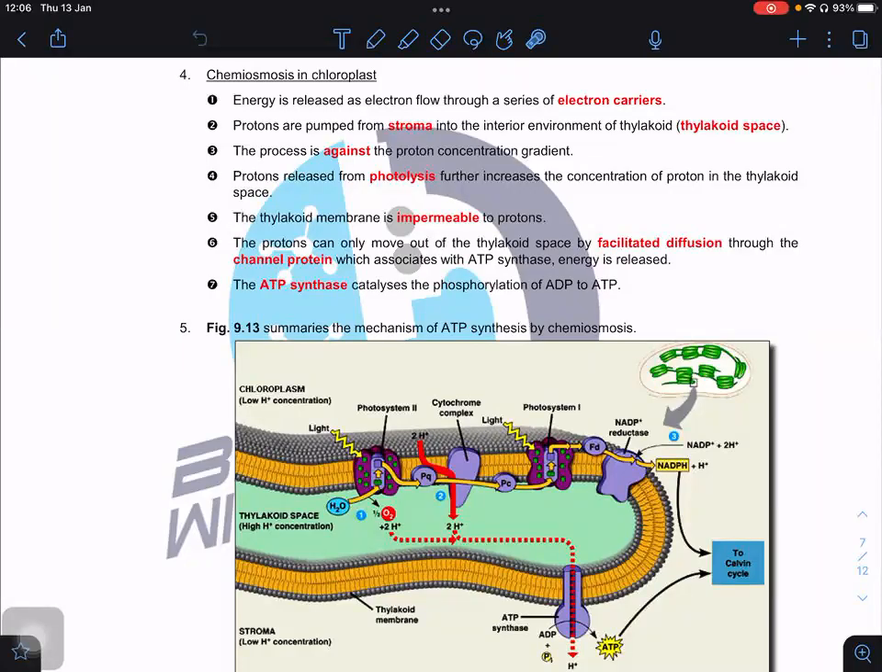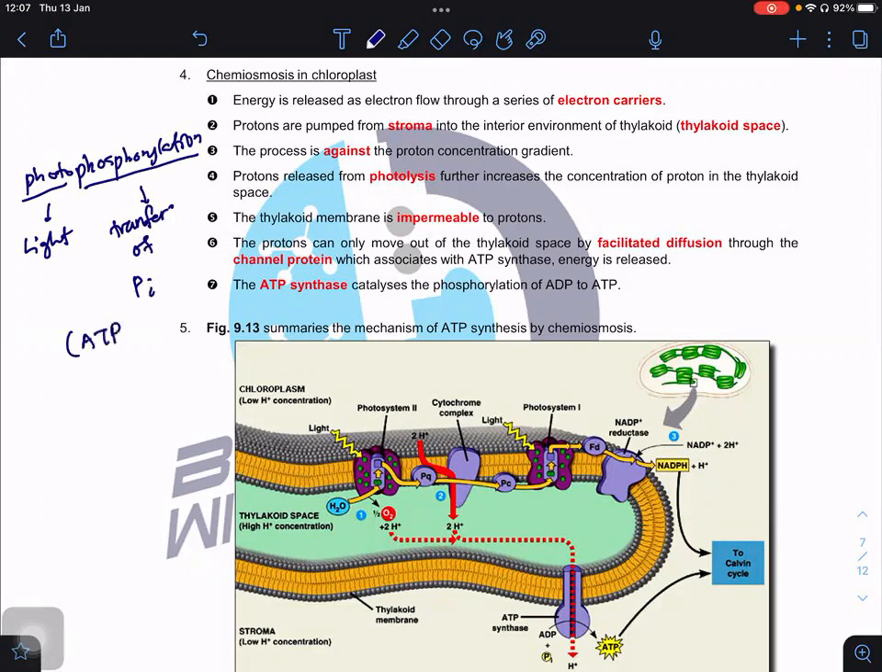Okay, so in the previous lesson we learned about the cyclic and non-cyclic photophosphorylations. From the name, photo means using light energy. Phosphorylation basically means the transfer of a phosphate group, an inorganic phosphate group. So basically the plant wants to make ATP.